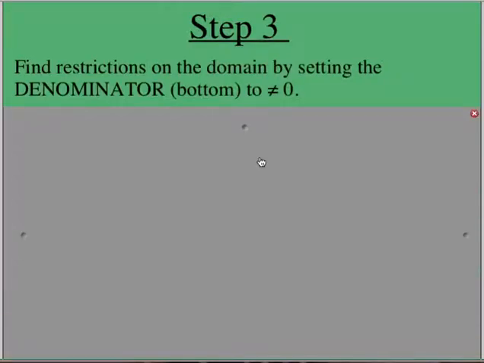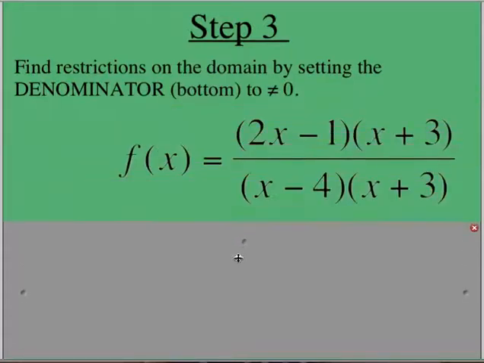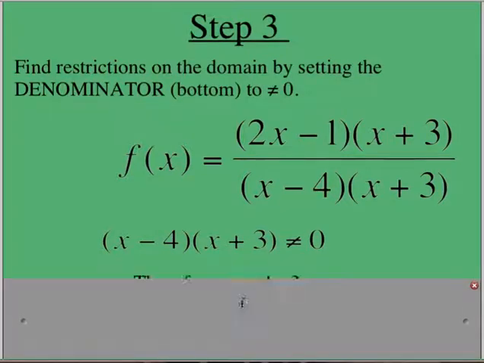The third step is to find restrictions on the domain by setting the denominator, the bottom, to not equal 0. So we did this a lot in Chapter 1. So here's my rational function. Because I can't divide by 0, I can't have x values that are going to make the bottom 0. So I do (x − 4)(x + 3) cannot equal 0. And zero product property tells me that x cannot be 4, because that would make this bottom 0, or −3. So these are the domain restrictions.